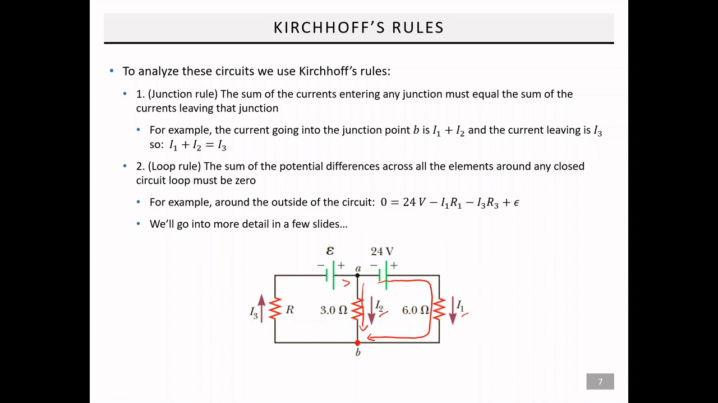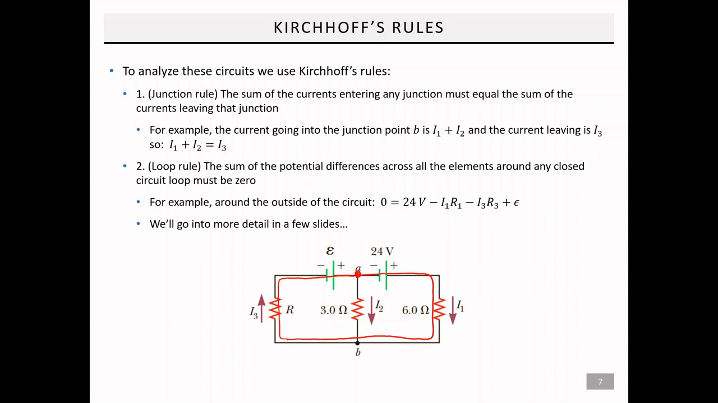The second rule is called the loop rule, and this rule says that the sum of the potential differences across all the elements around any closed circuit loop must be zero. We'll go into more details about both rules in the next few slides, but just real quick to apply it here, what we want to do is pick a starting point for our loop. We want to pick a route that the loop will travel. So in this example, I'm going to pick the outside of the circuit.